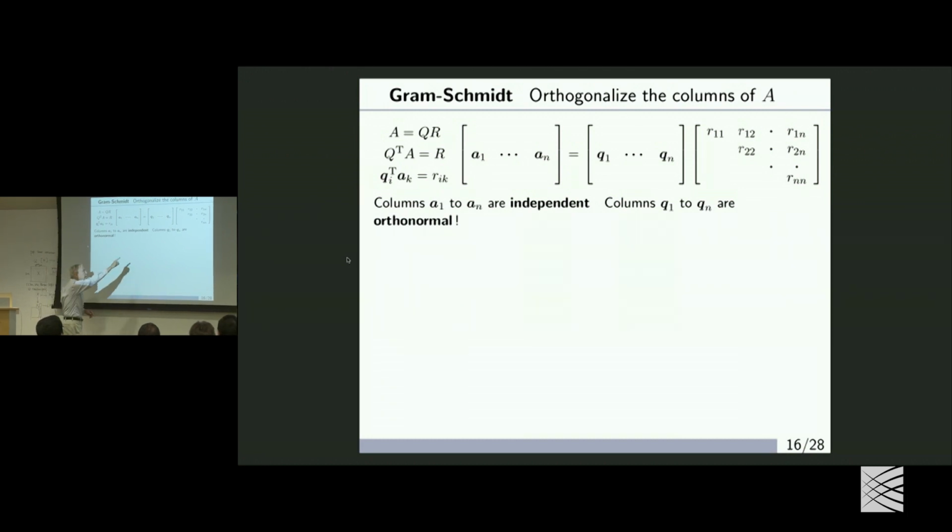There's a connection matrix R, and it happens to be triangular because Gram-Schmidt is done in a certain order. You take the first column, then you take the second column, make it orthogonal to the first, then you move on to the third. And that order, that sequence, makes R triangular.